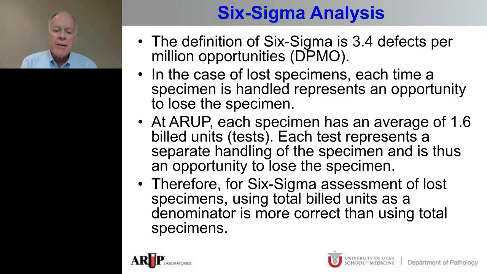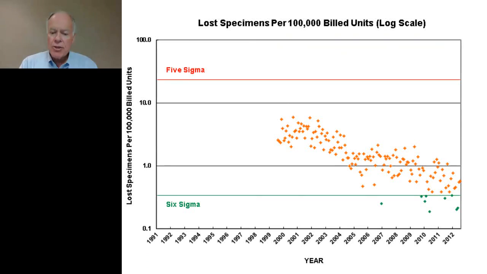Therefore, I think a more correct assessment of Six Sigma quality is not using total lost specimens as the denominator, but using total build units as the denominator. And so that's shown on the next slide. We can't go back to the early years prior to 1997 because the government changed the definition of build units in 1997. But this is the same data from the previous slides that I showed you through 2013, but simply using 100,000 total build units as the denominator.